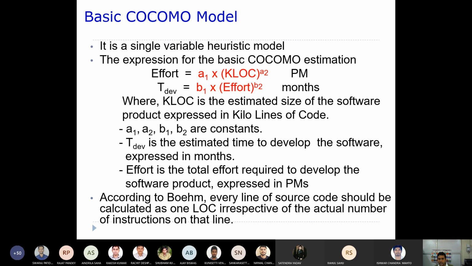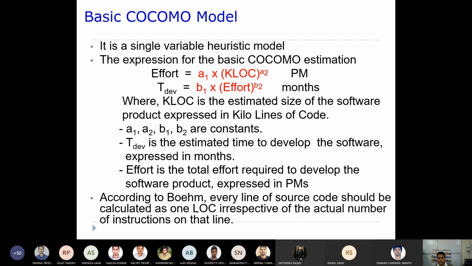Once the effort is estimated, it is given in person-months. A1, A2 are the constants here. Once the effort is computed, you can compute the development time. The development time is dependent on effort, so here the development time is a dependent variable and effort is an independent variable. B1 and B2 are the constants, so you will be able to get the months. KLOC is the estimated size of the software product in KLOC. A1, A2 are various constants. As I told you, these constants are determined based upon past historical data of similar projects.